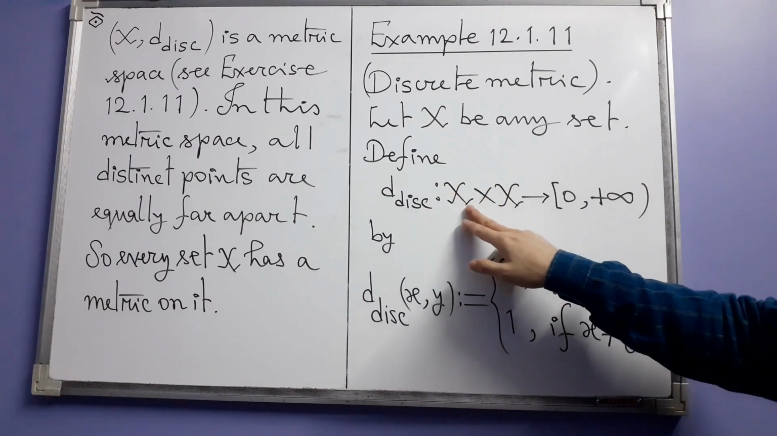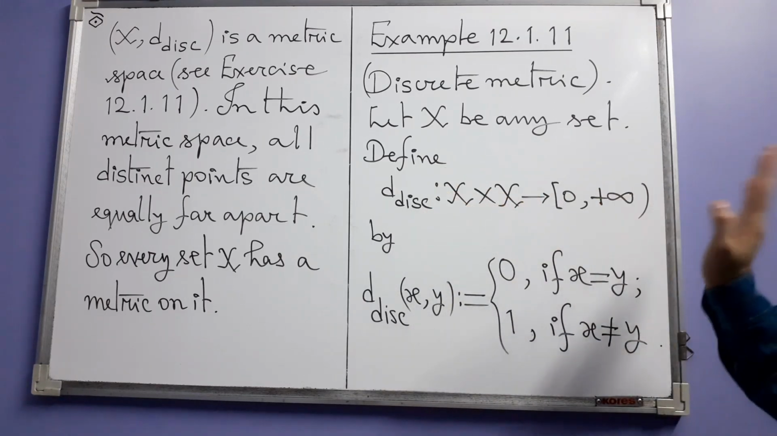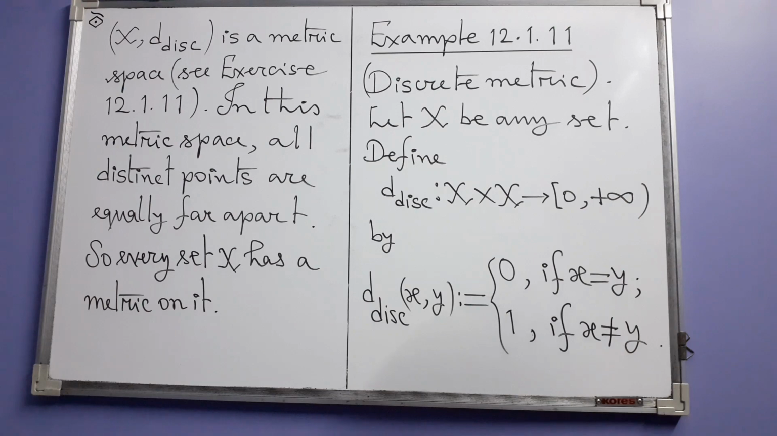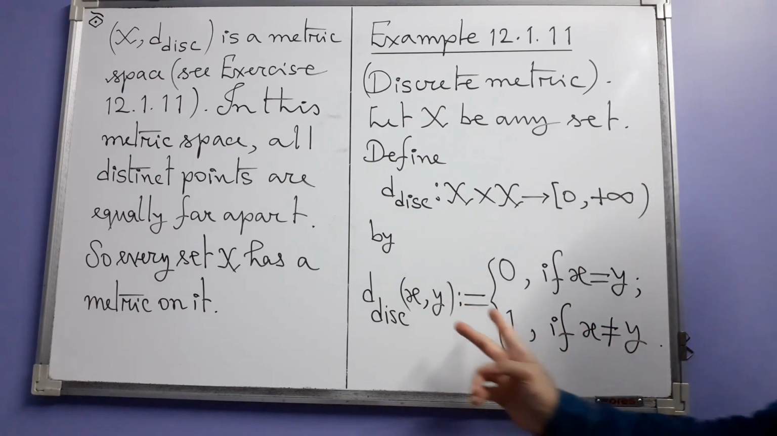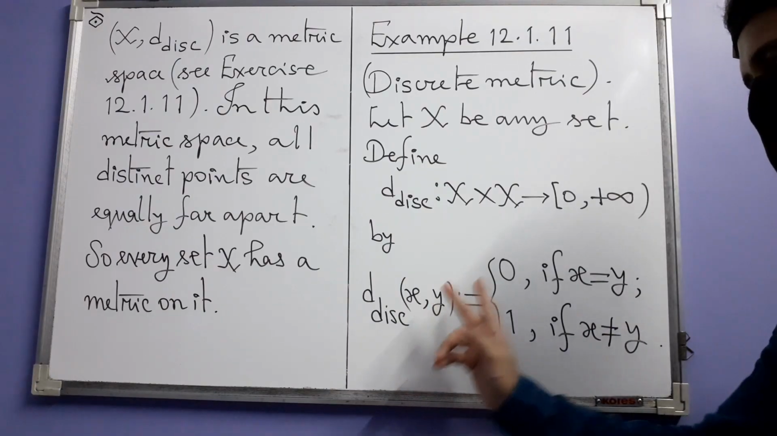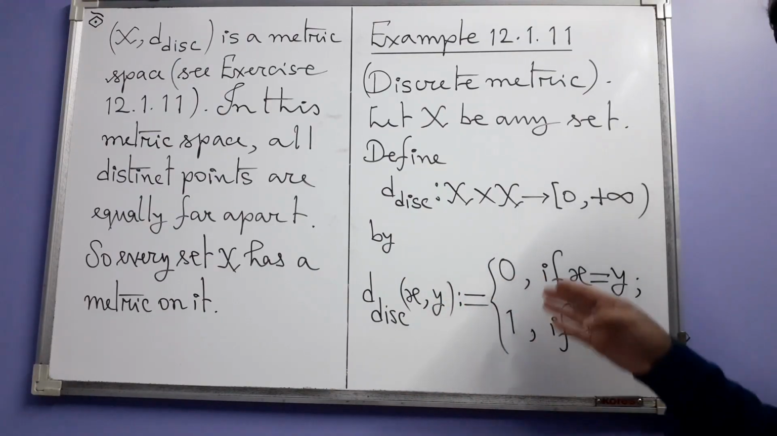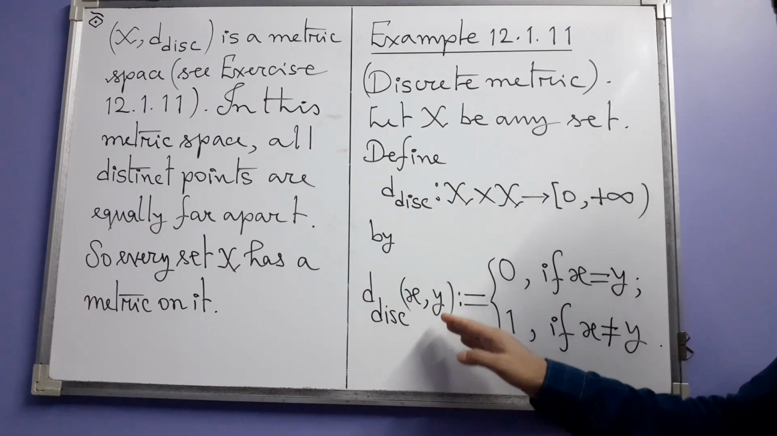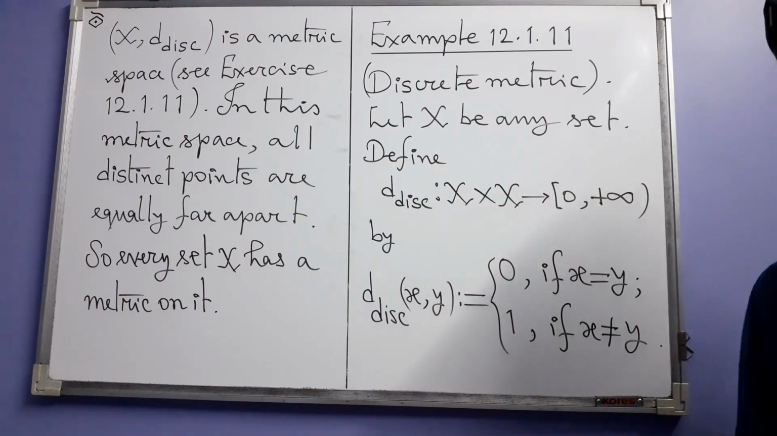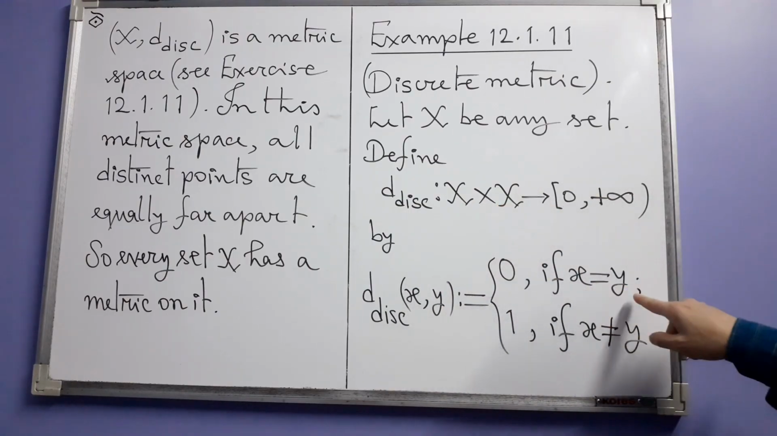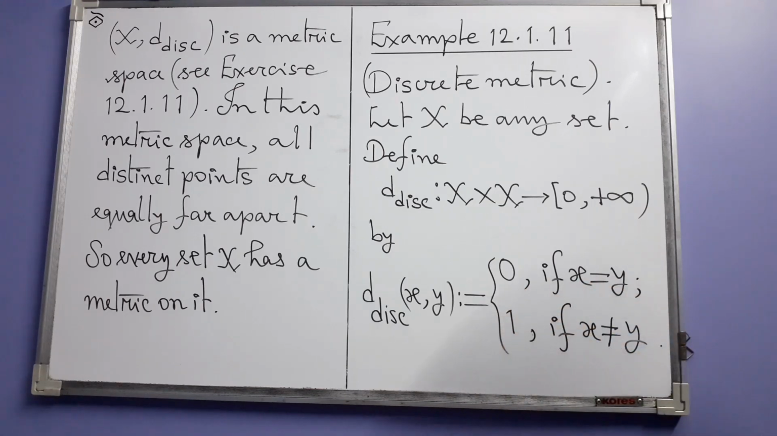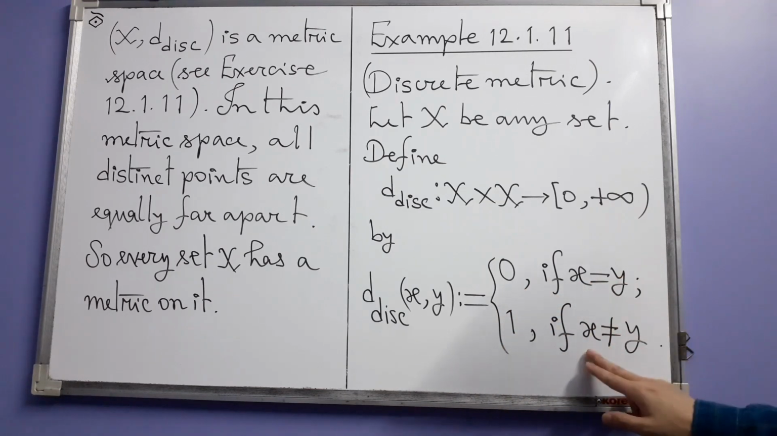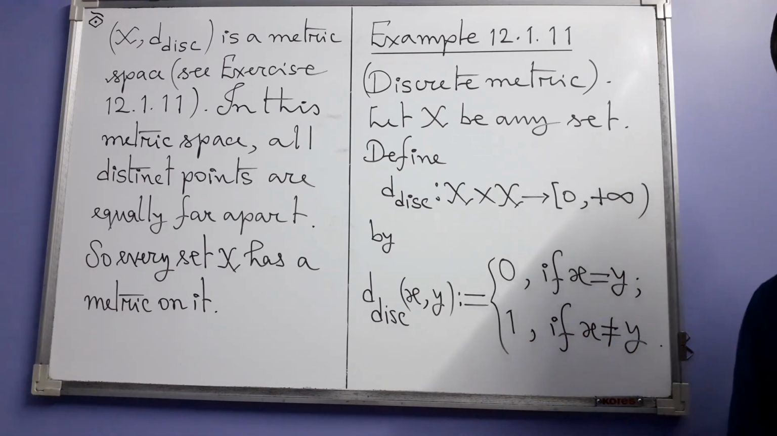The discrete metric is a map from X times X into the reals, as usual, but this is the definition. The definition tells us that between any two points x and y, the distance is measured like this. X and y of course are both coming from X. If they are the same, then the distance is defined to be 0, which is what we expect. But if they are different, then the distance is constantly 1.